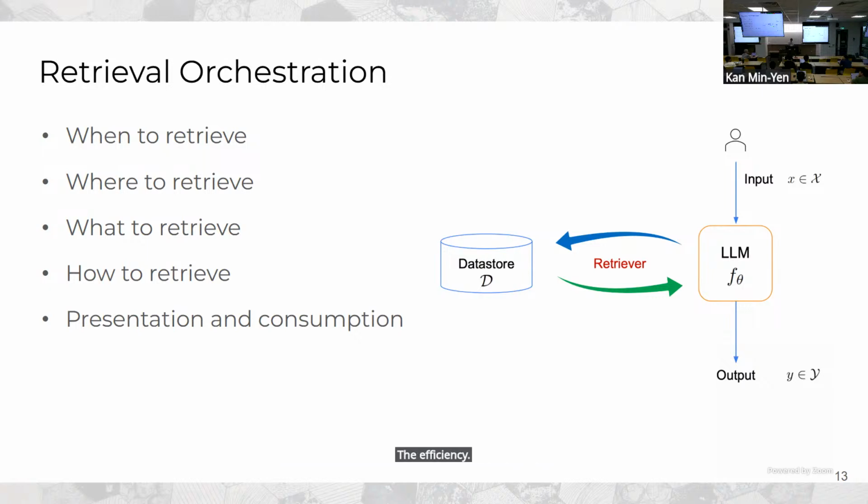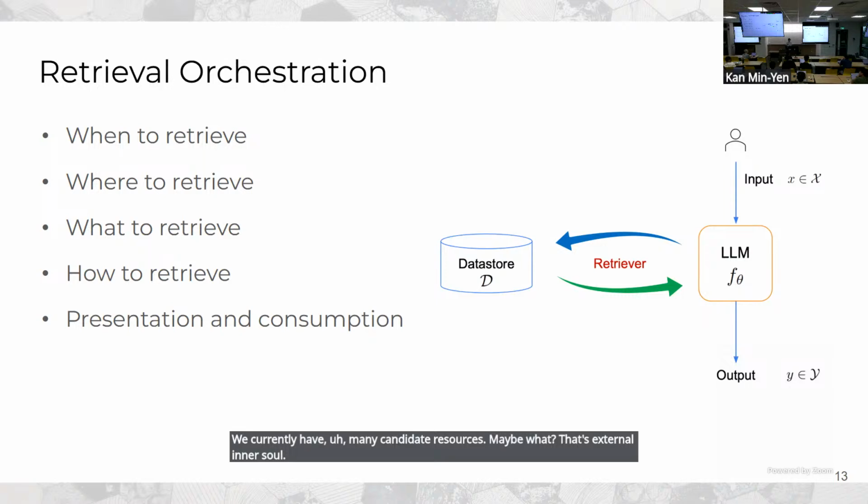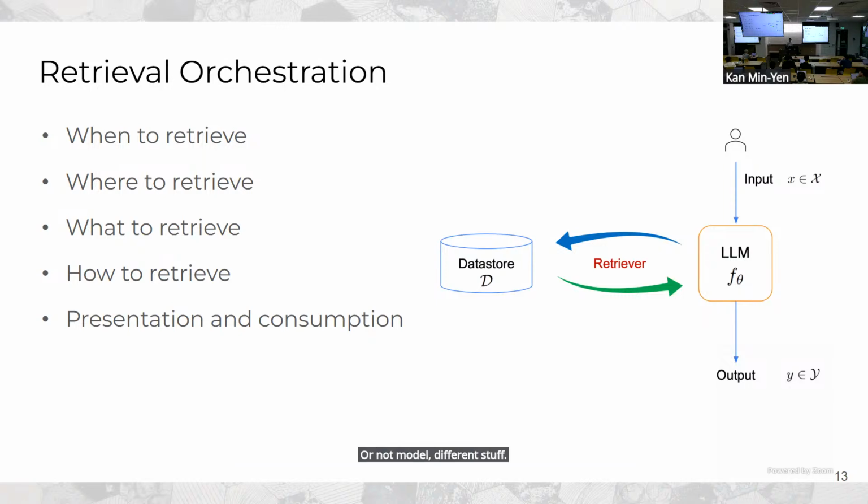Next, where to retrieve. That means in reality, we commonly have many candidate resources, maybe the web, an external data store, or a multimodal data store. With a number of available resources, sometimes we have to make a decision on which external store to use.